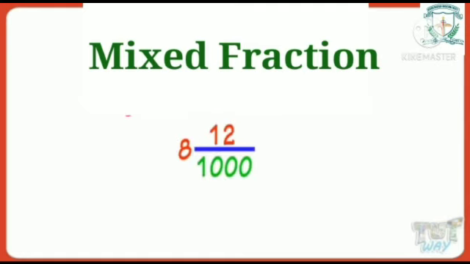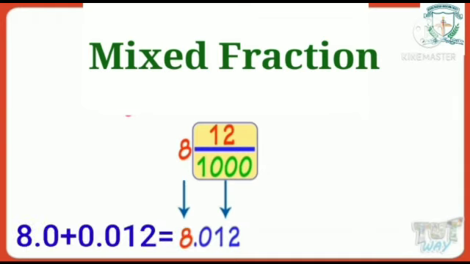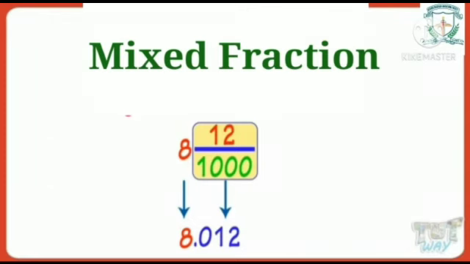Consider 8 12 by 1000. Decimal form of 12 by 1000 is 0.012. Now add 0.012 to 8.0, that is equal to 8.012. Thus, 8 12 by 1000 is equal to 8.012.